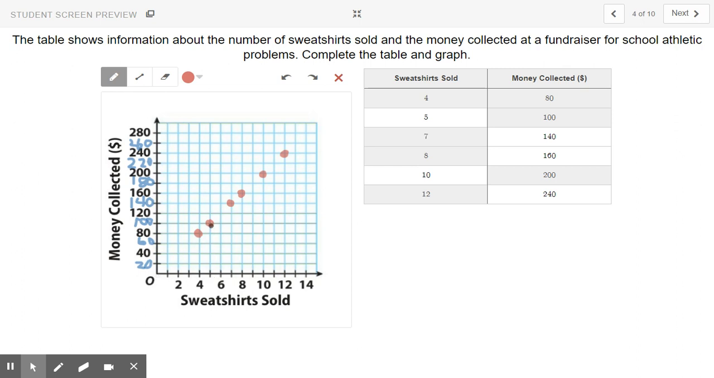Plot that. 7 to the right, up 140. 8 to the right, up 160. 10 to the right, up 200, and then 12 to the right, up 240. Now we don't connect the points, because you cannot sell partial sweatshirts. Like this would equal 1 at $20, but then this point here would mean half a sweatshirt for $10, but that's not the case. So you do not connect the points.